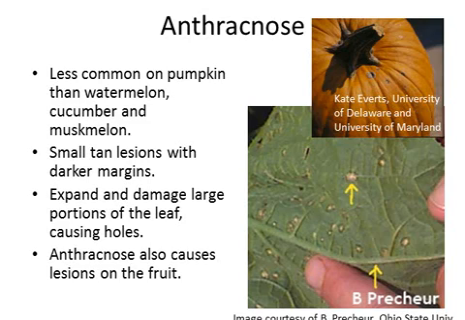Anthracnose is most severe during relatively warm periods with frequent rainfall and high relative humidity. Anthracnose will initially appear as small tan lesions with darker margins. They will expand as they age and damage larger portions of the leaf. They may develop small holes in the leaf. Anthracnose also causes lesions on the fruit.